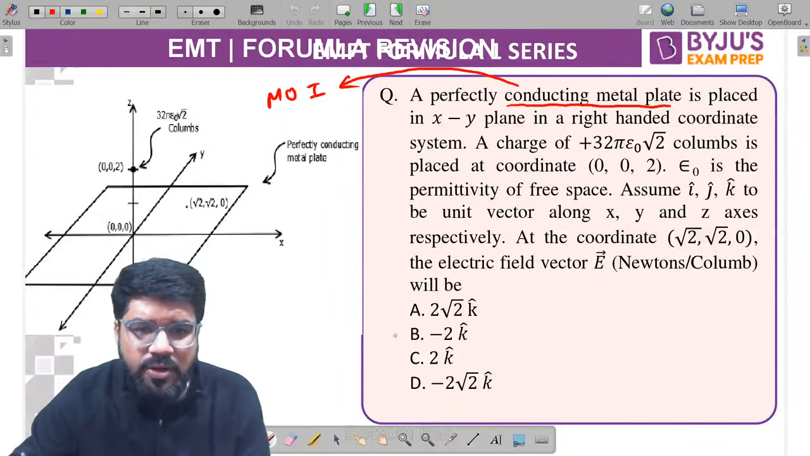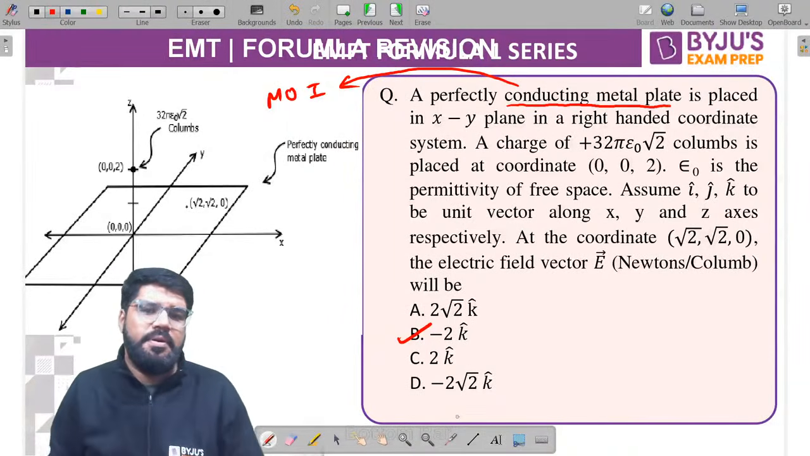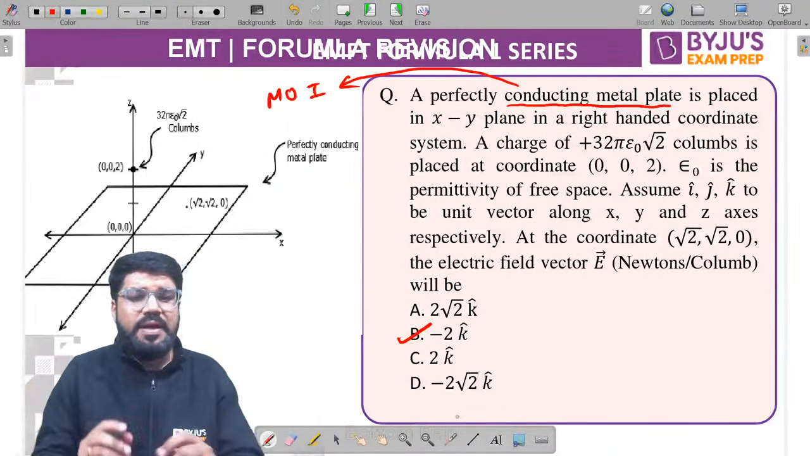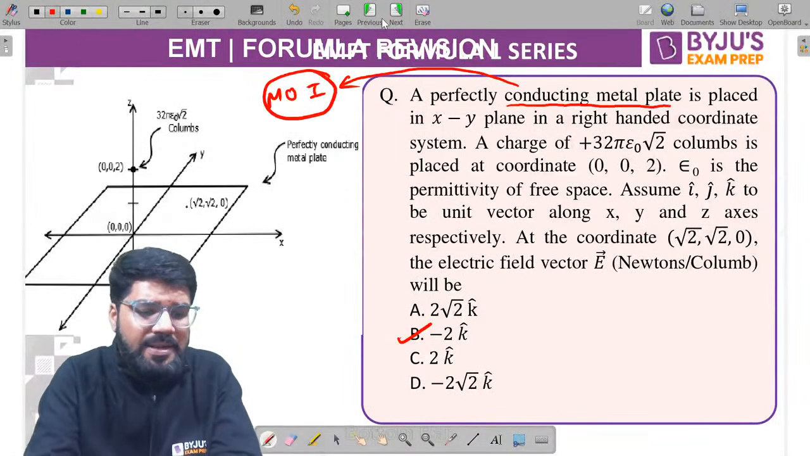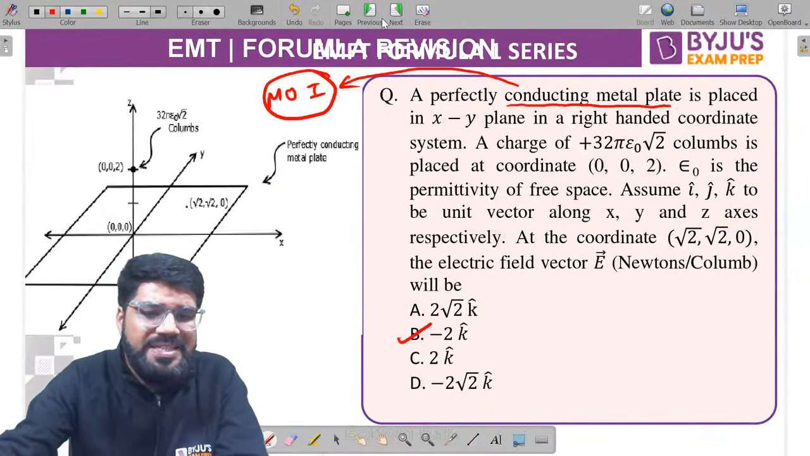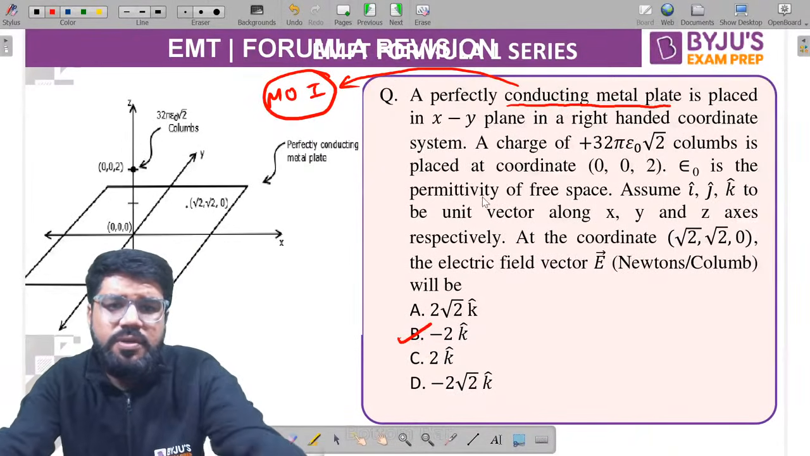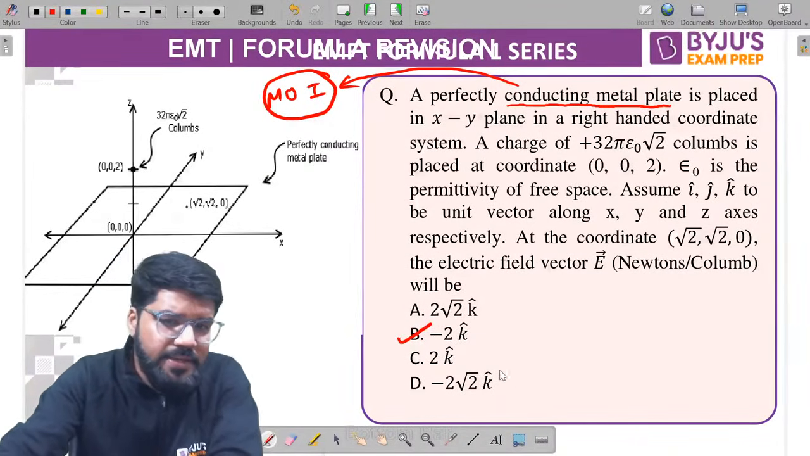az is a unit vector along the z direction, which is also known as the k cap. The unit vectors are i, j, k. The answer is minus 2. This is how you apply the method of images, guys. For the method of images, we had to take a question only. There was no other way but to take the question only, right?